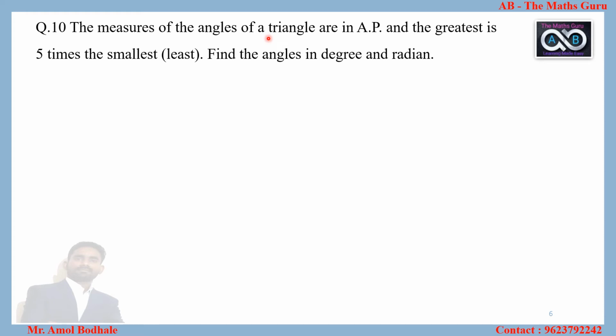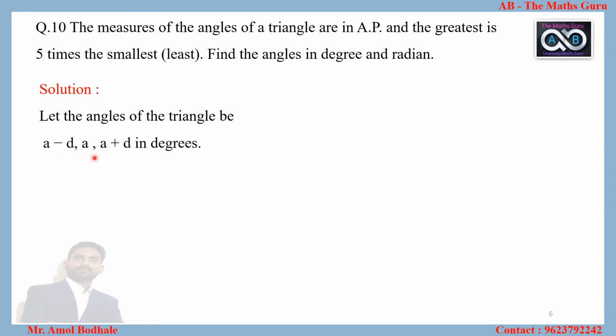Generally we can take any numbers, say x, y, z, which are in AP, and use the properties of AP. But instead of that, here it is all about three terms. So we can particularly consider three consecutive terms of AP, which we have learned in 10th standard. So let the angles of the triangle be a minus d, a and a plus d in degree. As we know, a minus d, a and a plus d are three consecutive terms in AP.